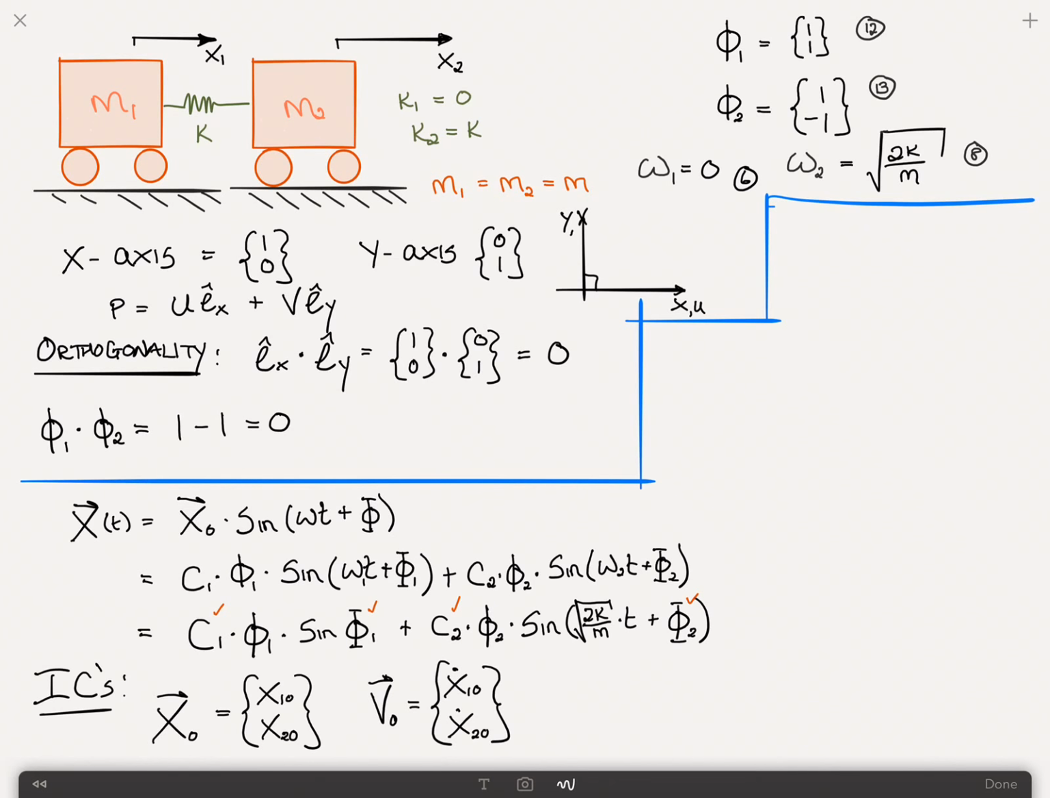And to be clear, even though there are 2 initial conditions, each one of these initial conditions is actually 2 equations. The first one tells you something about x1, and the second one tells you about x2. This is 2 equations, and this here is actually another 2 equations. So we have 4 equations and 4 unknowns.